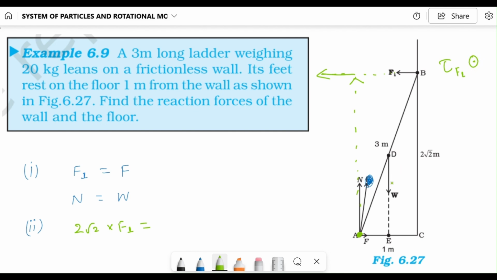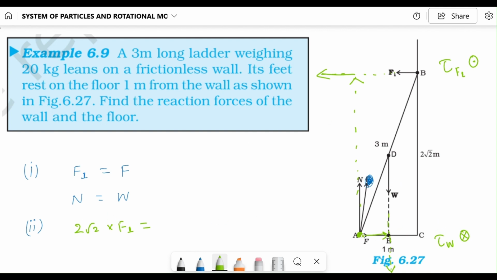Now, what about this? You can see easily if we further extend this vector, this is downward and this is the position vector for this weight force. So here we have R cross F and it is pointing inward. So the torque due to this weight is pointing inward. The net torque outward and the net torque inward should be balanced. So here we have found one.